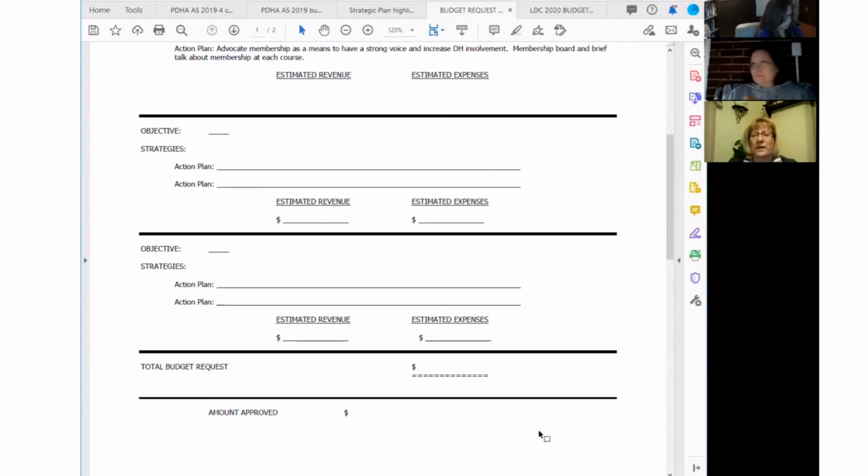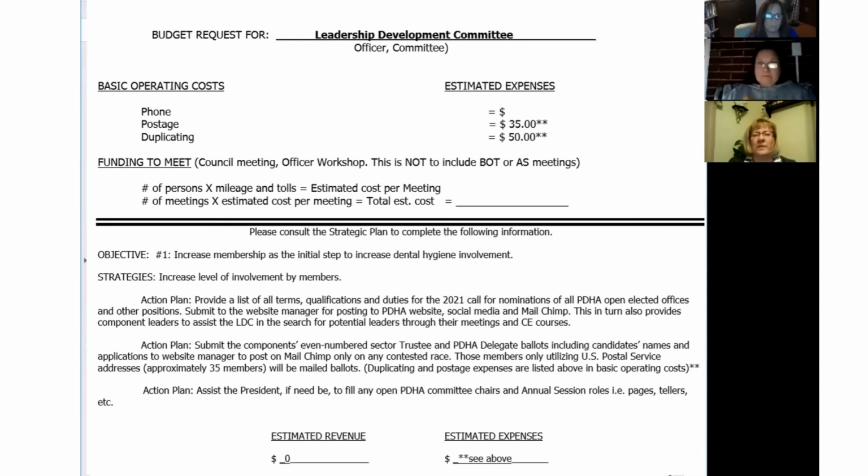So also, Faye gave me the agreement that I could place her budget request form for the Leadership Development Committee up there. This was her budget request for this year, and the Leadership Development Committee, of course, is planning their continuing education course as part of the spring BOT.